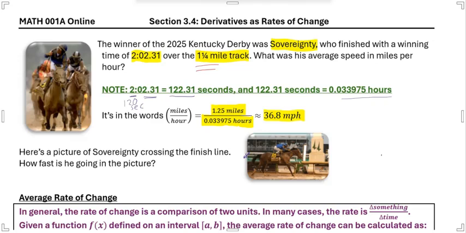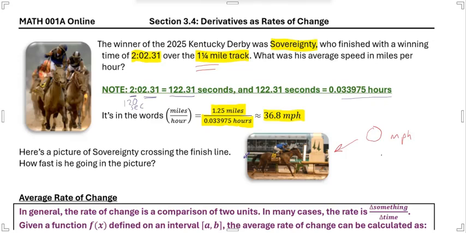Pretty fast, almost as fast as I can run. Very, very fast. Here's a picture of Sovereignty crossing the finish line. You can see the white post is the finish line. The question is, how fast is the horse going in the picture? Well, yeah, of course it's a trick question. At first, the obvious answer is like, well, 0, right? Because the horse is not moving. Once you take a picture of something, it's not moving at all.